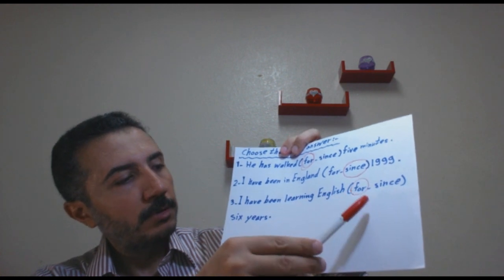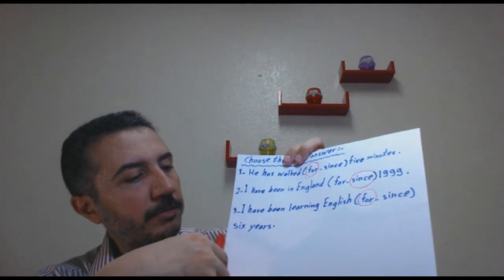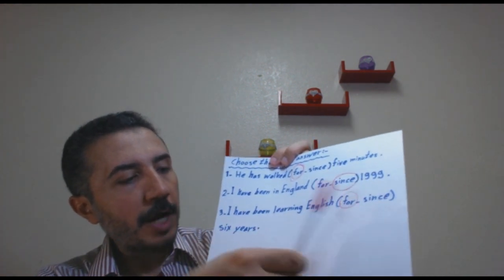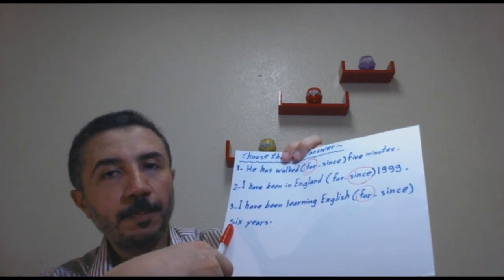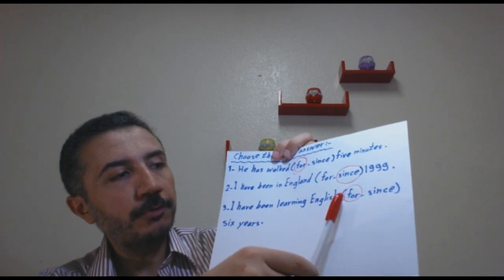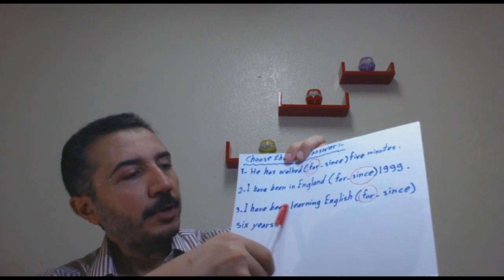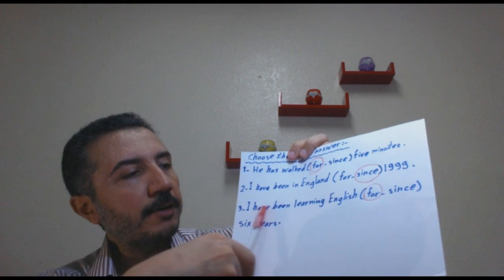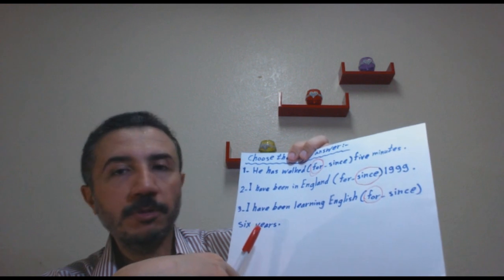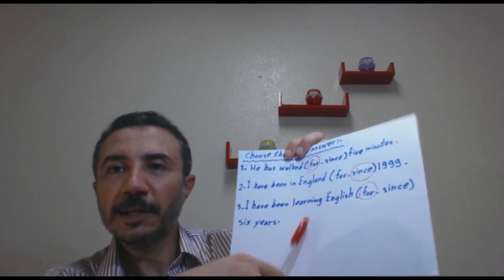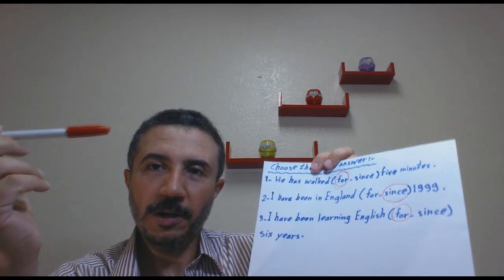Number 3: I have been learning English for or since 6 years. After the brackets there is a number, so we choose for, as we agreed. I've been learning English for 6 years.